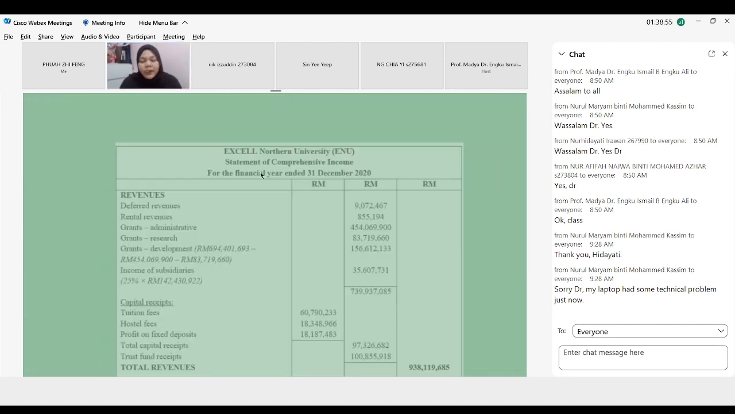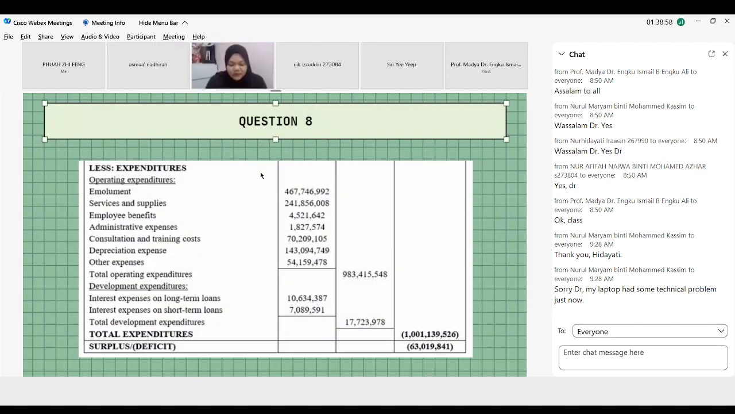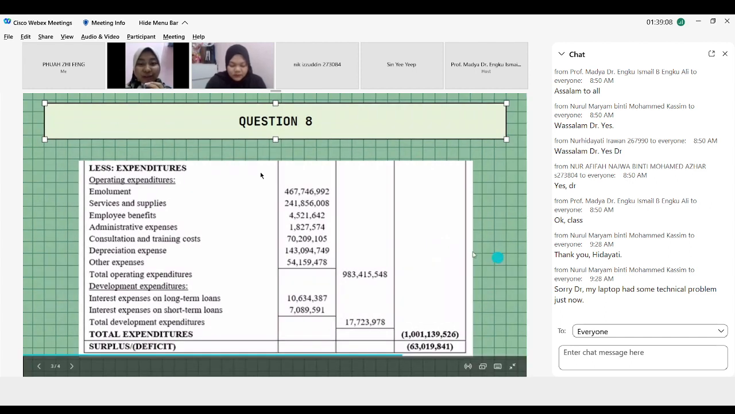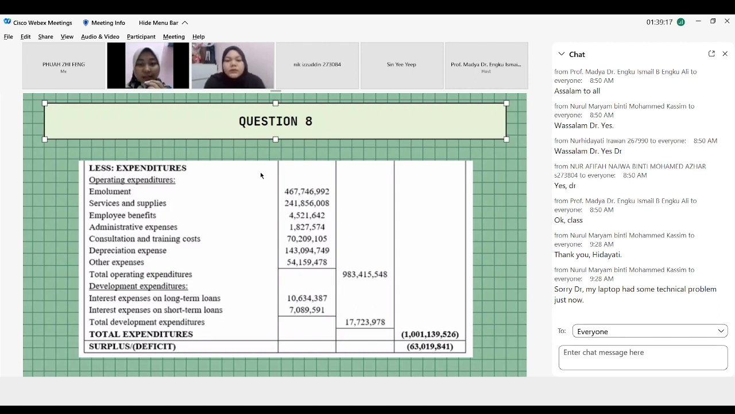So I will explain the next part. For the operating expenditure, we have emolument, which is 467,746,992, and then we have services and supply, which is 241,856,008. For employee benefit, we have 452,642. And then we have administrative expenses, 1,827,574.